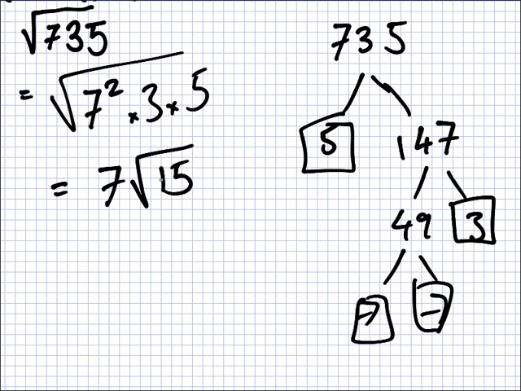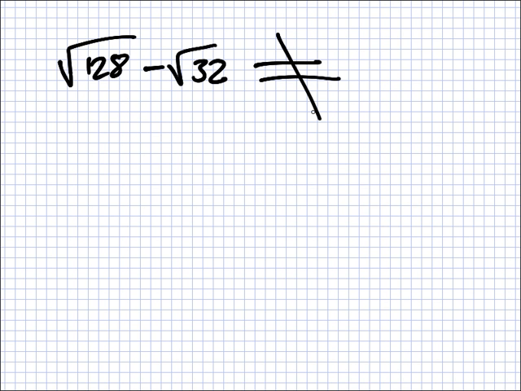Okay, next now. Let's say I have something like root 128 minus root 32. This is not root 128 minus 32. Okay, it's not that, right? Yeah. You make that mistake, you go straight to maths hell. That's where you go. All right, so what we need to do first here is simplify each of these.